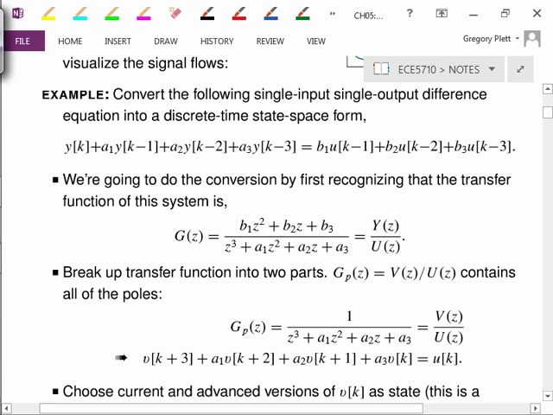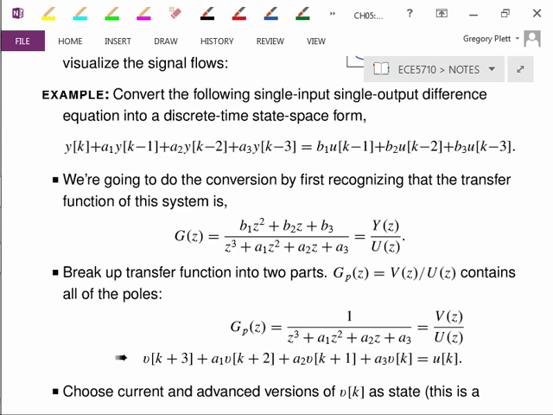In order to help us see how we might build up a state space form by hand, let's look at this example here. Now, this example does assume that you have some knowledge of the Z transform. That's probably not absolutely necessary. I think we could find a way to do the example without the Z transform, but this is how we did choose to do it in this case.